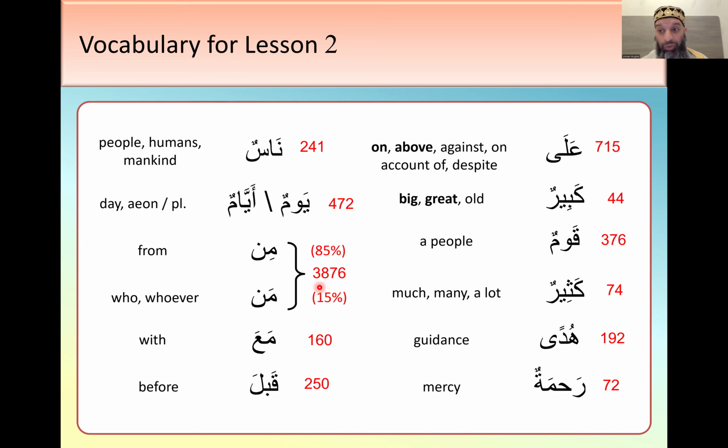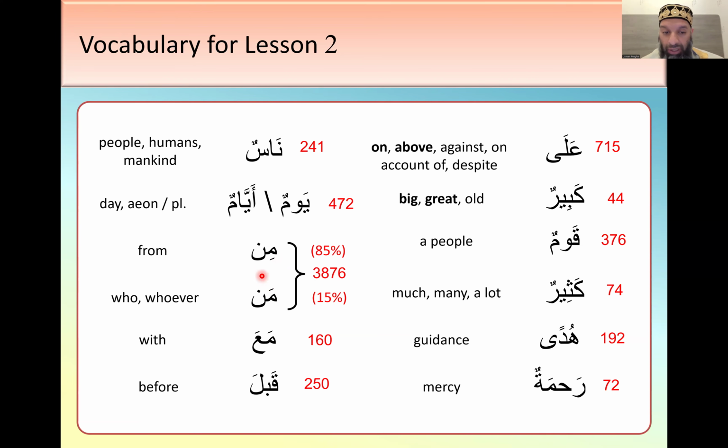About 3,000, over 3,800 times this word is coming in the Quran. The reason why I combined it is because through the search facility I used, I couldn't tell if it took the fathas and kasras, right? But about 85% of the time, min means from. 85% of 3,800, okay? So mostly min, and it means from.